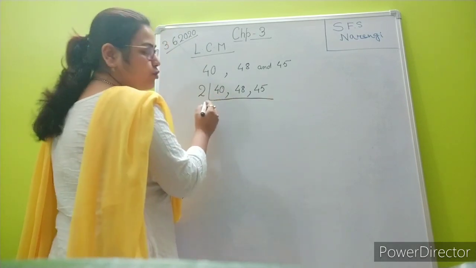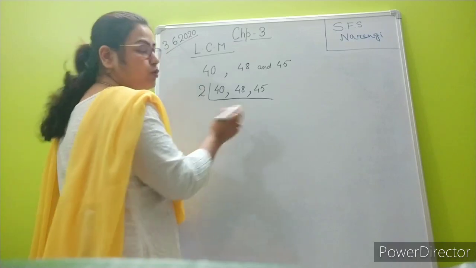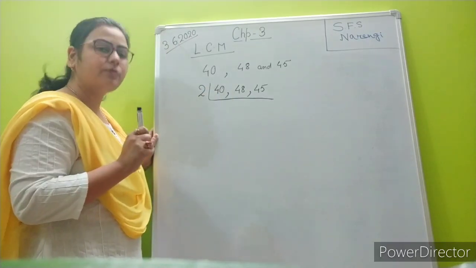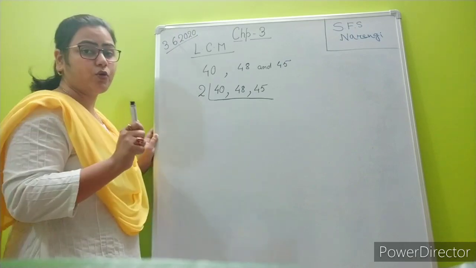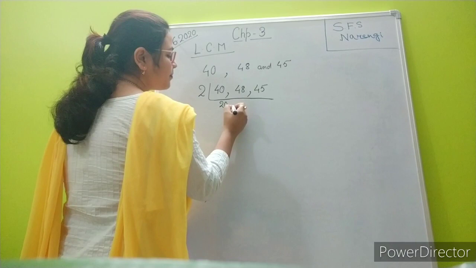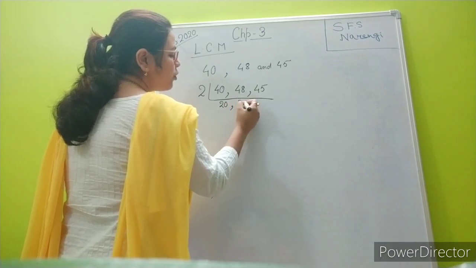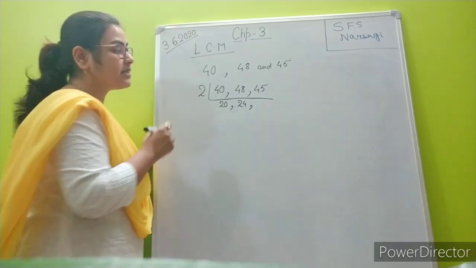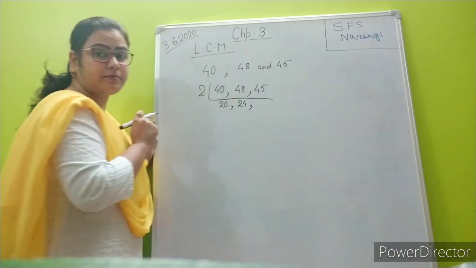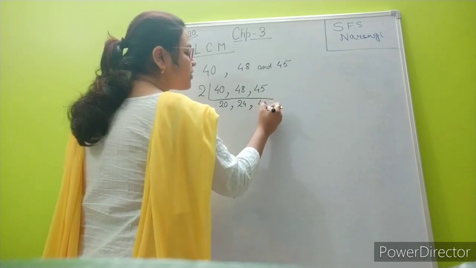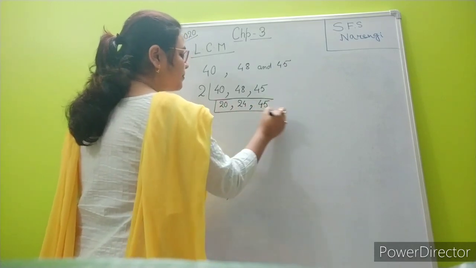this one will go by 2. This one will also go by 2. Will this one go by 2? No. But will we divide by 2? Yes. Even if one number goes, we will divide. So 2 20s are 40. 2 2s are 4. 2 4s are 8. So 2 24s are 48. 45 is not divisible. So we will just write 45 as it is.